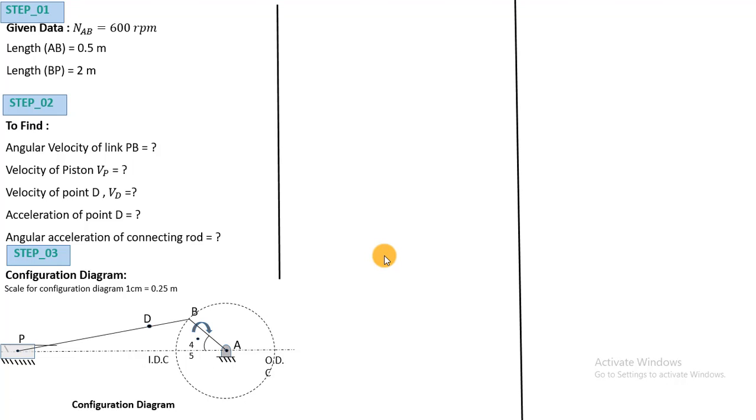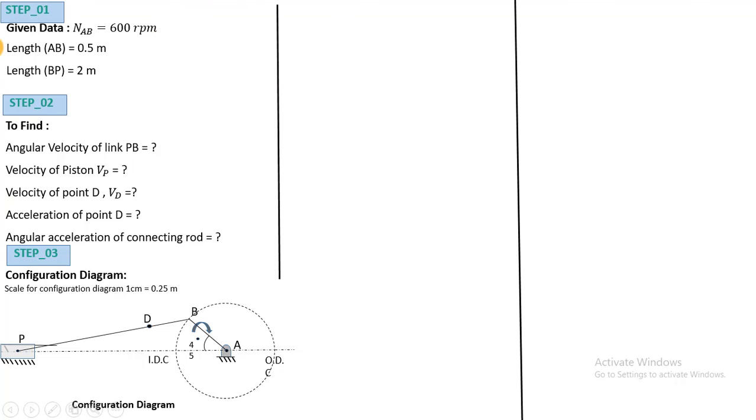Again, to start with the construction of the velocity polygon, what do we have to do? We have to look for the input link. Here the input link is AB, for which the RPM is given, which is 600 RPM. By using this we can calculate its angular velocity. Once the angular velocity is known, we can calculate the linear velocity of point B for the link AB. Then we can draw a velocity vector which will represent the velocity of point B with respect to A. That is going to be the absolute velocity of point B with respect to point A.